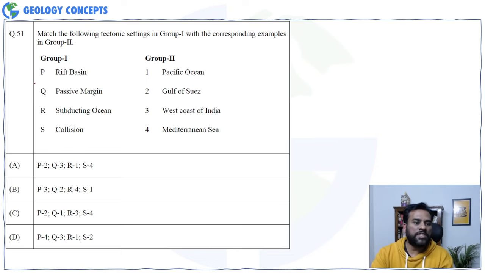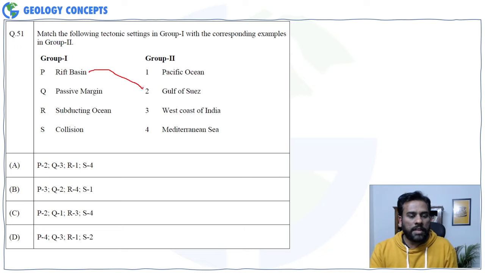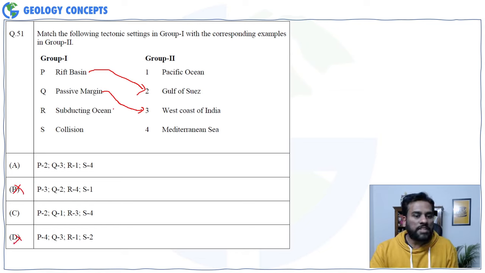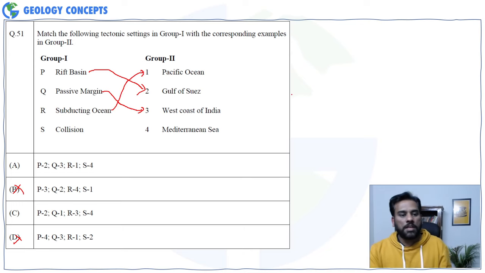Okay, match the following tectonic settings. Rift basin: Gulf of Suez is a rift basin. Passive margin: the west coast of India is a passive margin. P2 Q3 is wrong, so either A or C is correct. Subducting ocean: obviously the Pacific Ring of Fire, right? It is subducting along the whole of North America. So R is 1, P2 Q3 R1. So A is the correct option here.